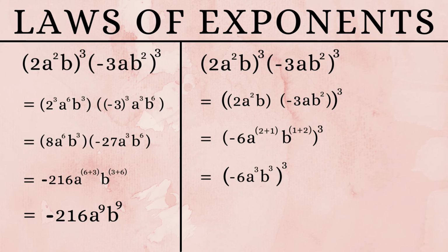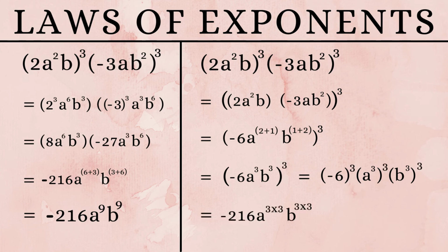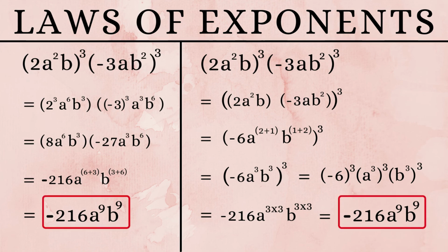Now let's split the outer exponent 3, to get minus 6 the whole raised to 3 into a cube the whole raised to 3 into b cube the whole raised to 3, which further becomes minus 216 into a to the power of 3 into 3 b to the power of 3 into 3. And our final answer is minus 216 a to the power of 9 b to the power of 9. This again shows that you can use different laws to simplify exponents and still get the same answer.